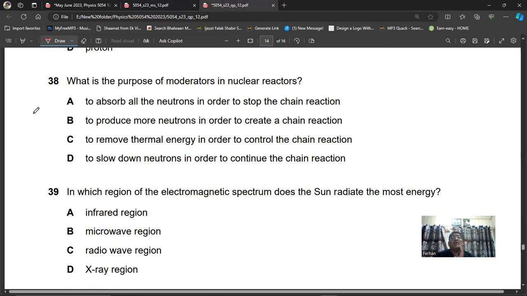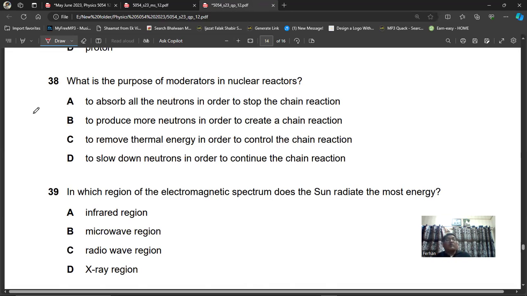Question number 38. What is the purpose of the moderator in a nuclear reactor? The purpose of the moderator in the nuclear reactor is to slow down the neutrons which are given out in the process of nuclear fission, and when it slows them down, the probability of those neutrons causing fission of other uranium atoms increases.